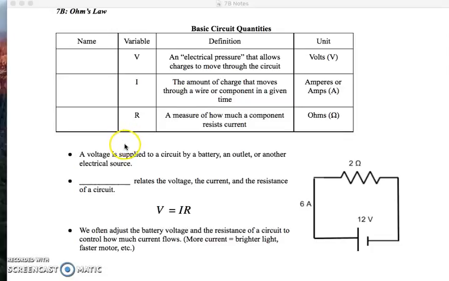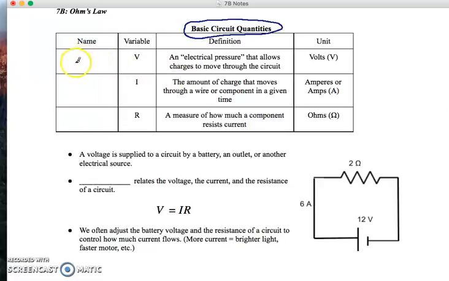Okay, we'll get started. In this section, we're going to be looking at 7b, which is Ohm's law. The point of this section is really to look at circuits, but look at them more mathematically. We're going to start by looking through a table of basic circuit quantities.